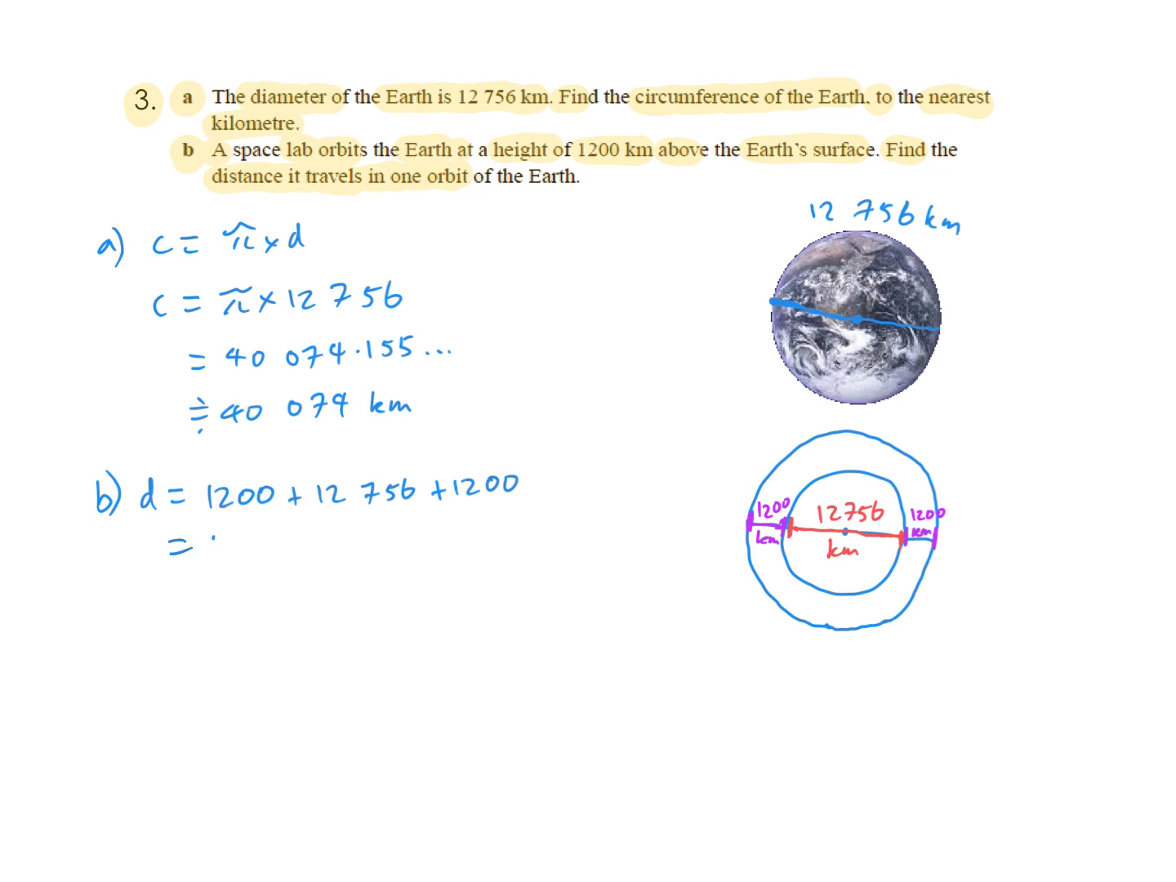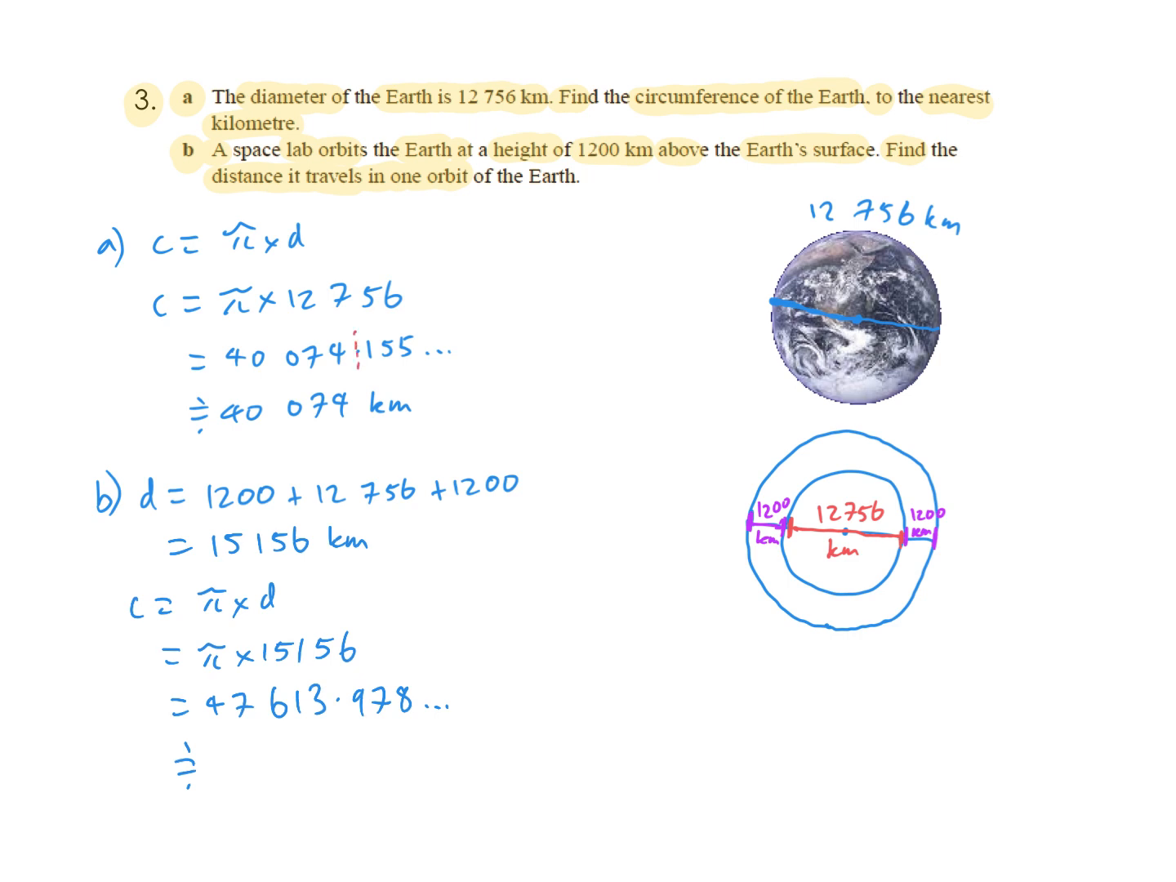12756, press equals, and my calculator says 15156. All right, so my circumference is pi times d, which is pi times that number. That goes into my calculator, and I write it down: 47613.97... I round that to the nearest whole number.